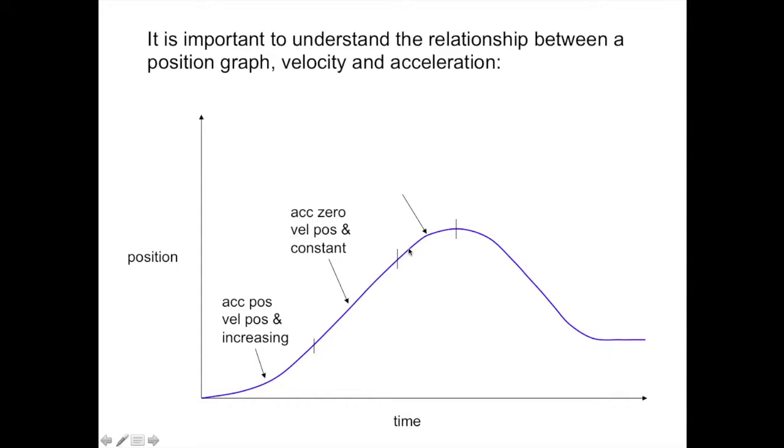And then in this area here, we seem to be not gaining as much position over time. So here we have negative acceleration with positive velocity. So we must be what I call slowing down.